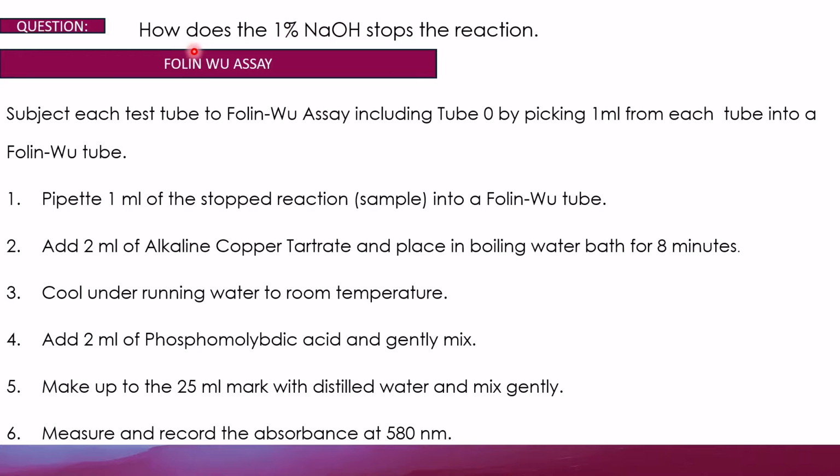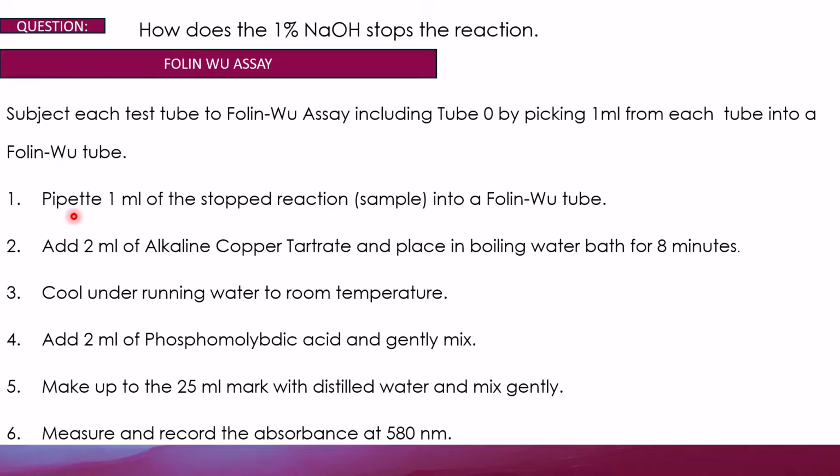Now, after we are done with the dilution, we subject each test tube to the Folin-Wu assay, including tube 0, by picking 1 ml from each tube into a Folin-Wu tube. And I'll also recommend that for a better understanding of the Folin-Wu assay, just watch my video on the Folin-Wu assay.